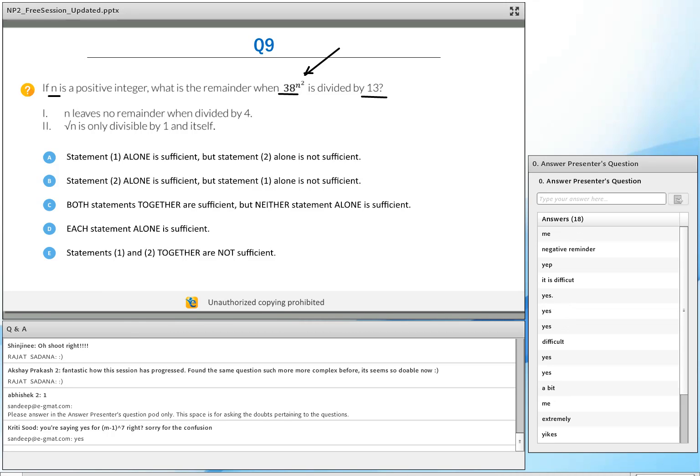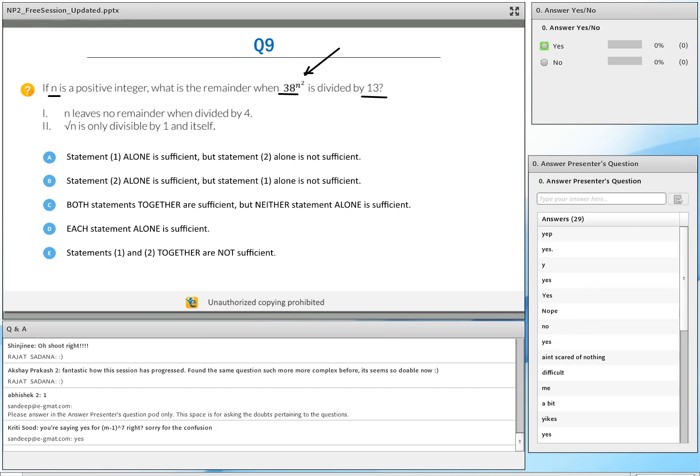Yes, no? Actually, let's get in a yes no poll over here. As a company, e-GMAT loves data. So let's get a yay or a nay poll. How many of you were super scared or scared when you saw this and said, man, how am I going to do this? It's n square. There's a power in a power. But half of you were scared.